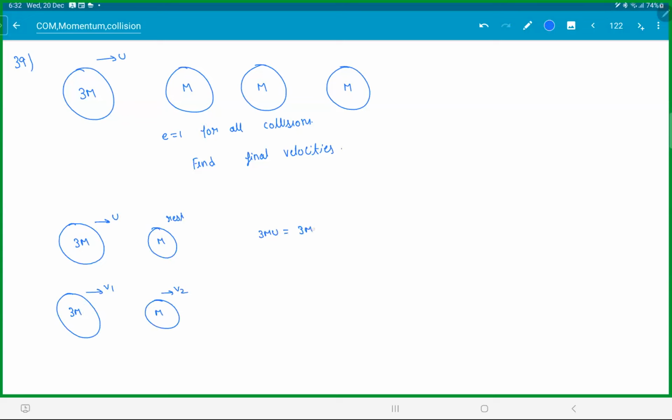3mu is equal to 3mv1 plus mv2. And e is equal to (v2 minus v1) by u, which is equal to 1. So v2 minus v1 is equal to u. This is the second equation. You end up with v1 equal to u by 2 and v2 equal to 3u by 2. Got the same?